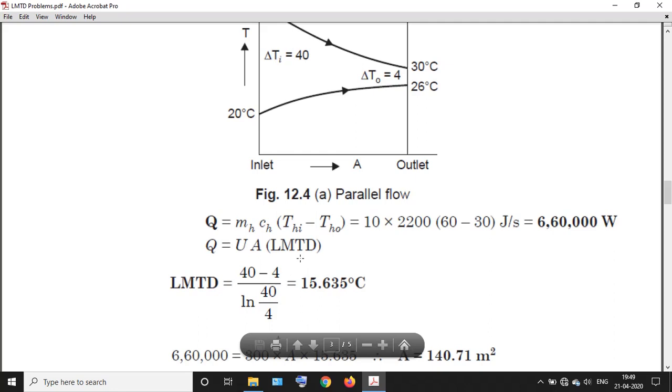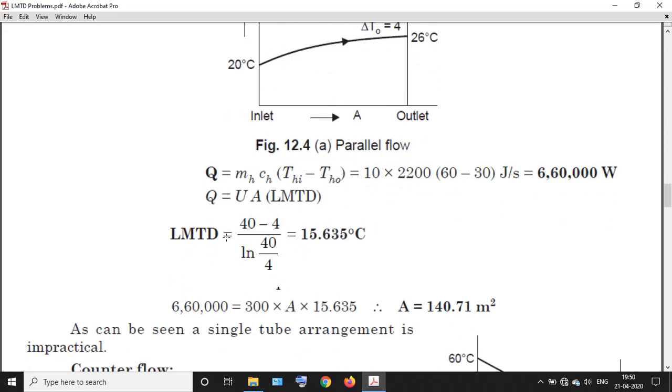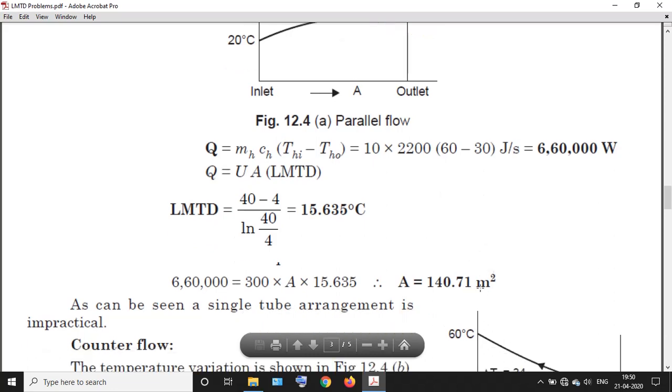Okay, now it is not mentioned in this question, but if they had asked to find out the mass flow rate of the cold fluid, you can again use the same heat transfer Q and equate it as m dot c Cc into Tco minus Tci, and you can find out the mass flow rate of the cold fluid. So the first important thing to note is that this heat transfer is the same as this heat transfer. Now you have the LMTD corresponding to parallel flow. We substitute it, equate, and we find the area to be 140.71.